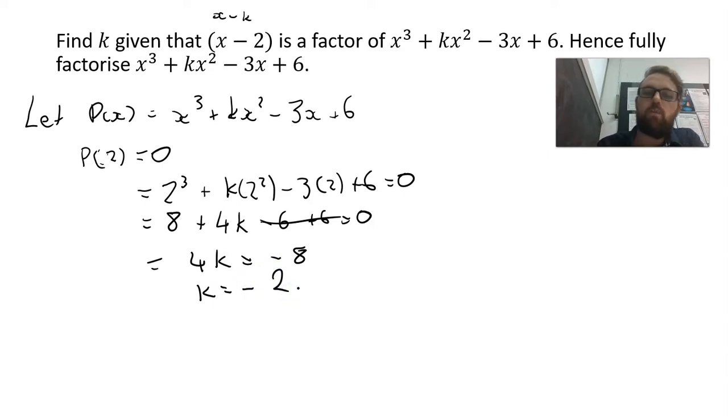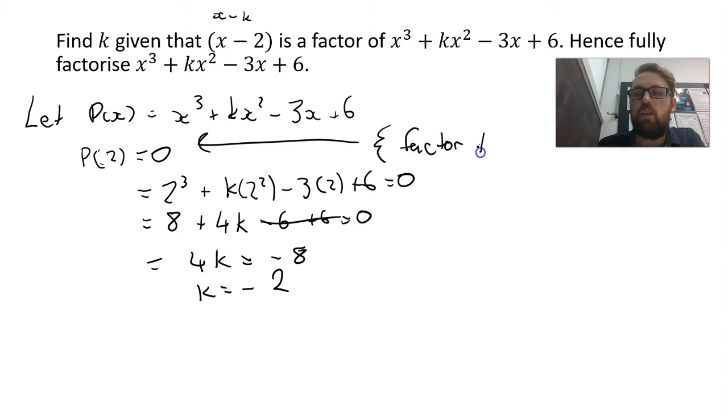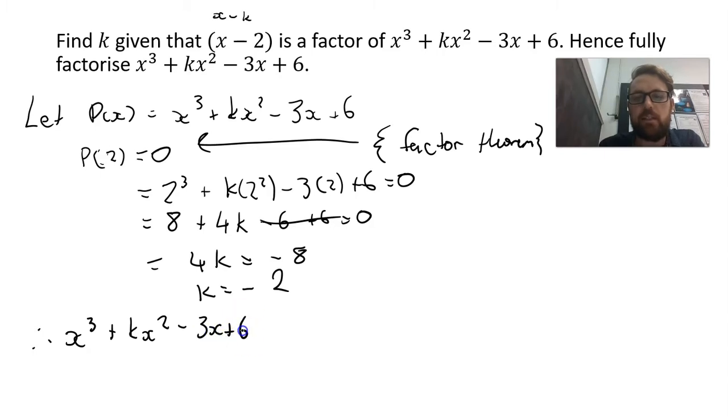Now, the reason we know this, and I should have put it in as I did it, is because of the, and I'm pointing to this one here, the factor theorem. So we're always writing down why we know certain things. All right, so k equals -2, meaning we can write this as, therefore, x cubed plus kx squared, take 3x plus 6. That's p of x now.